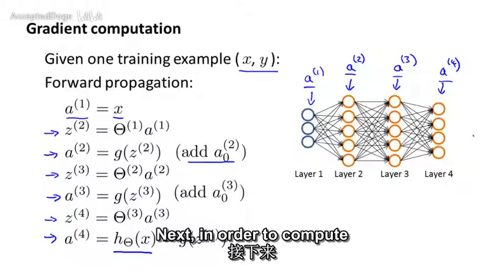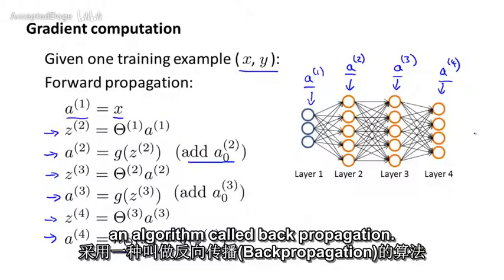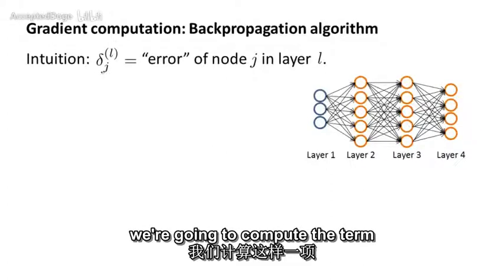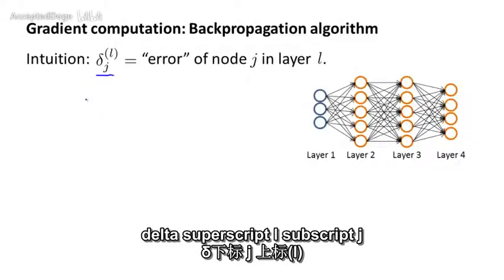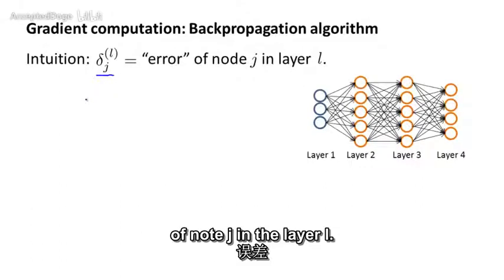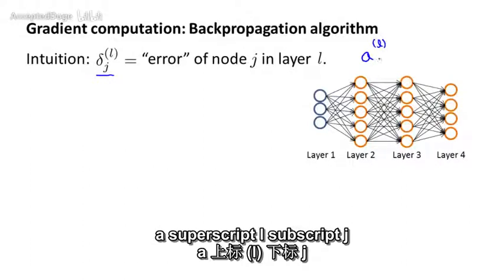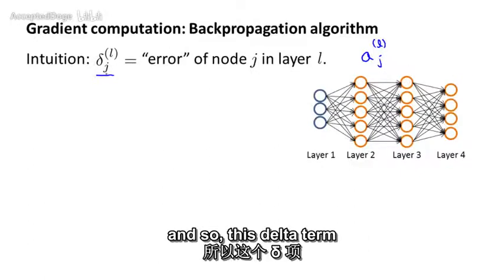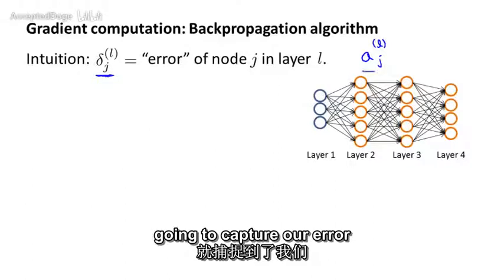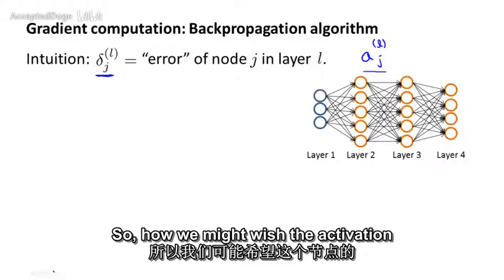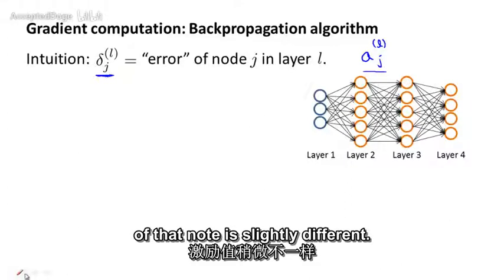Next, in order to compute the derivatives, we're going to use an algorithm called backpropagation. The intuition of the backpropagation algorithm is that for each node, we're going to compute the term delta superscript L subscript j that's going to somehow represent the error of node j in layer L. So recall that a superscript L subscript j, that's the activation of the jth unit in layer L. And so this delta term is in some sense going to capture our error in the activation of that node, or sort of how we might wish the activation of that node were slightly different.